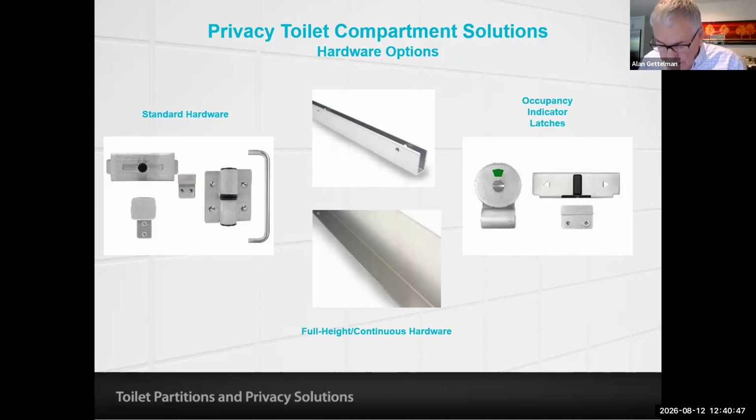Occupancy indicator door latches provide users with peace of mind and comfort by eliminating the need to look under the door to check compartment occupancy. They also provide a more secure, sturdy lock between the door and the stile, which provides an extra layer of security for the toilet compartment user.